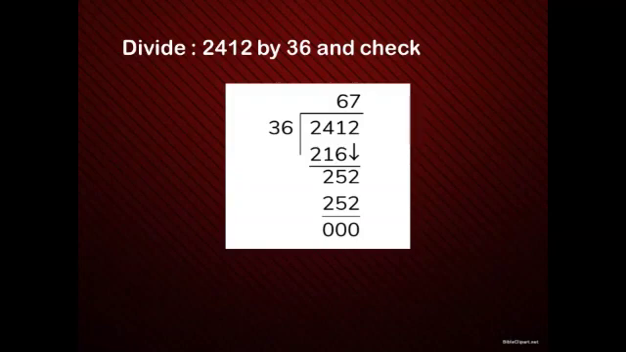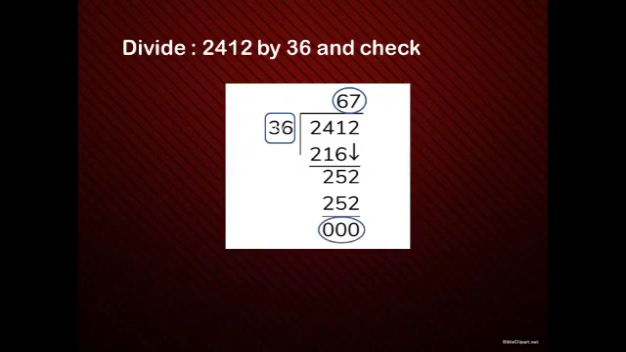So 241 minus 216 will give you 25 as the remainder. Next you bring down the next digit. It is 2. So 252. Now you see how many times 36 goes in 252. So 36 goes 7 times in 252 and the answer is 67. What is the answer here? Answer is nothing but the quotient, right? Quotient is 67, divisor is 36, dividend is 2412 and the remainder is 0.